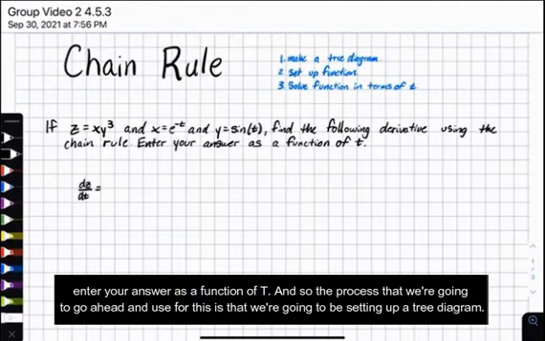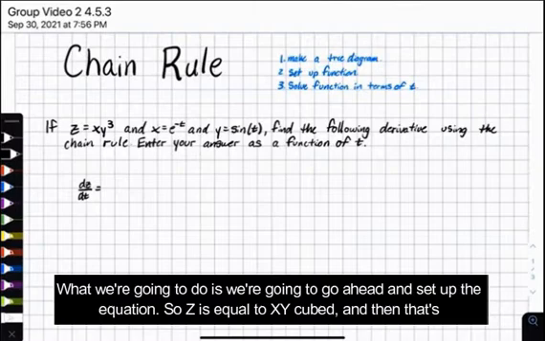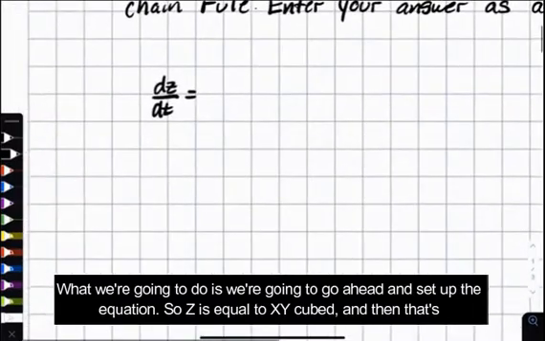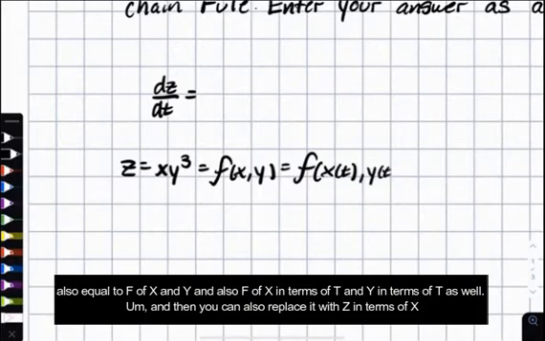And so the process that we're going to use for this is setting up a tree diagram. We're going to set up the function in terms of dz over dt, and we're going to solve that function in terms of t. What we're going to do is set up the equation. So z is equal to xy cubed, and that's also equal to f of x and y, and also f of x in terms of t and y in terms of t as well.